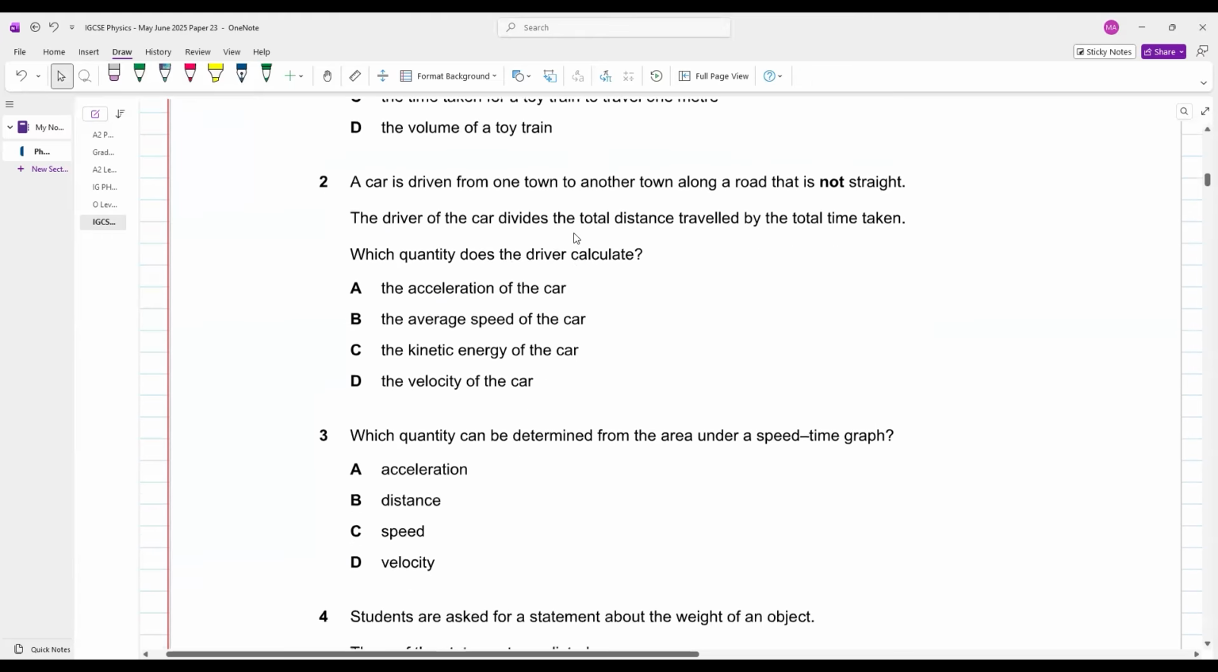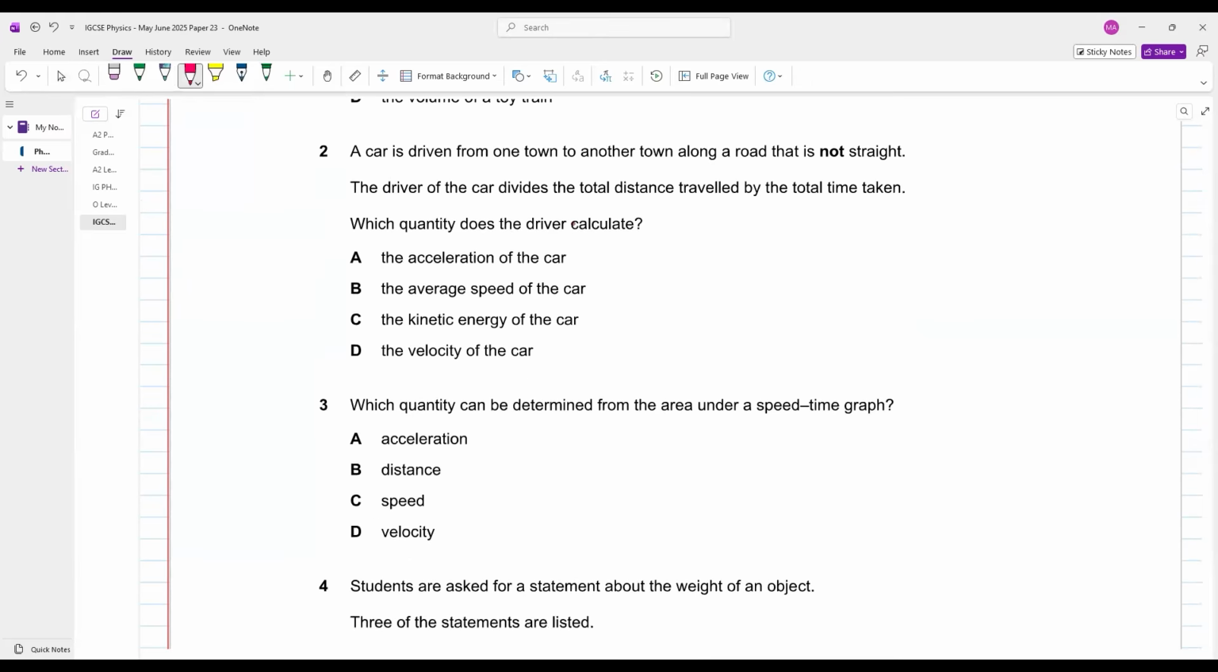Okay. A car is driven from one town to another town along a road. The distance is not straight. Okay, the road is not straight. The driver of the car divides the total distance by the total time. Okay, so you are dividing the total distance by what? Total time. If you divide the total distance by total time, what will you get? You will get the average speed. Any answers like that, you will get B as your answer.